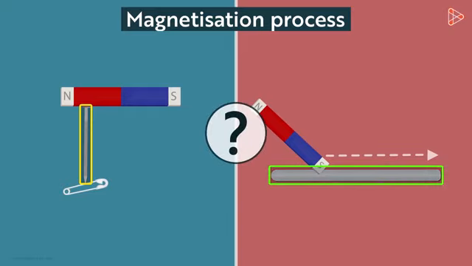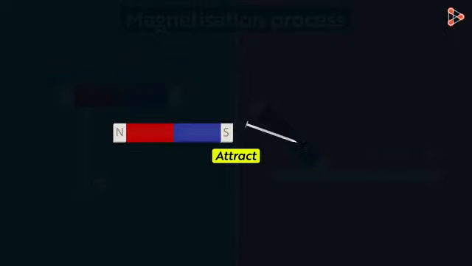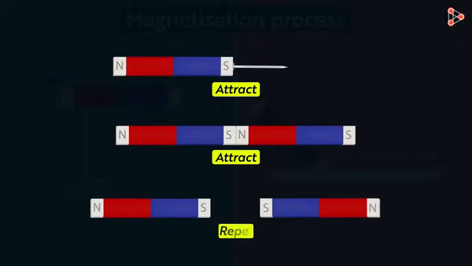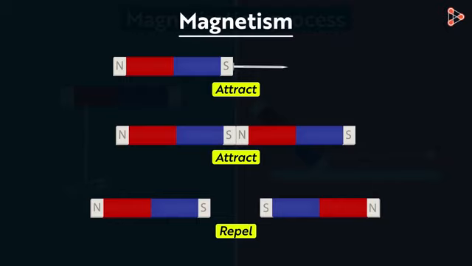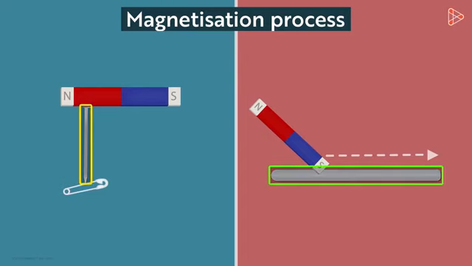What do we know about magnets? We know that a magnet attracts magnetic objects like iron and attracts or repels other magnets. Do you know what this property is called? This property of magnets to attract or repel is called magnetism. Look at the example we saw. What is happening here is that the two objects are acquiring magnetism through their processes.